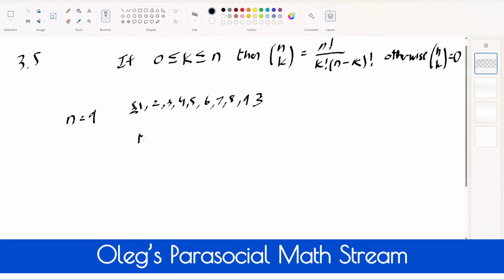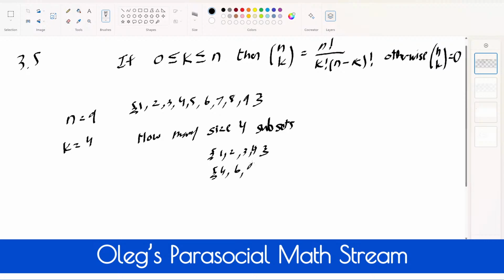I'm going to say how many size 4 sets. So we're going to assign K to 4. A size 4 subset, remember, is something like this. We're going to say 1, 2, 3, 4, or it can be 4, 6, 8, 9. Those are examples, right?